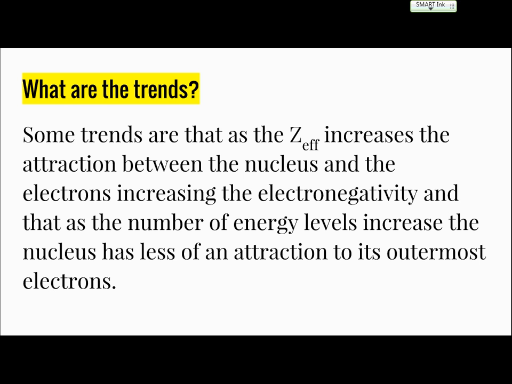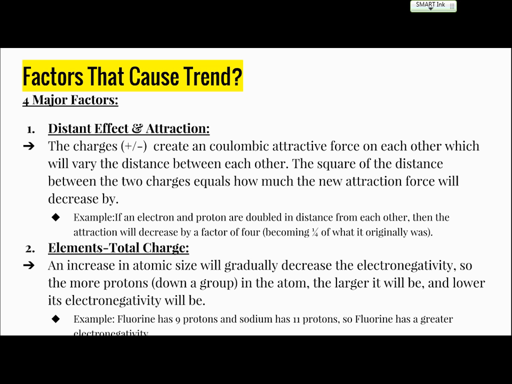Is everybody good? Here are the more specific factors that affect it. First is the distance between the protons and electrons. As the distance between them increases, the force is going to rapidly decrease. You can figure this out by taking the distance. Let's say it increases by a factor of 2, so it's doubled. You'd square that, and that's how much the force or electronegativity decreases by. So it would decrease by a factor of 4, which is 1/4 of what it was. Another example is if you quadruple it, you'd square 4, and it'd be 1/16 of what it originally was.